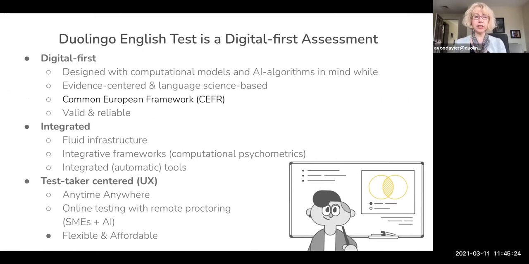I want to emphasize that Duolingo English test is what we call a digital first assessment. What is a digital first assessment? It's one that is designed with computational models and AI algorithm in mind from the beginning. And it's also evidence-centered and language science-based. In this particular case, the Duolingo English test is aligned to the Common European Framework. It is also a valid and reliable test.